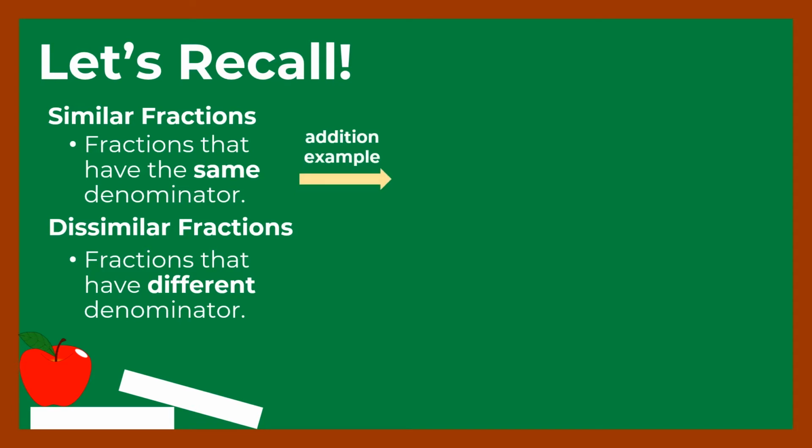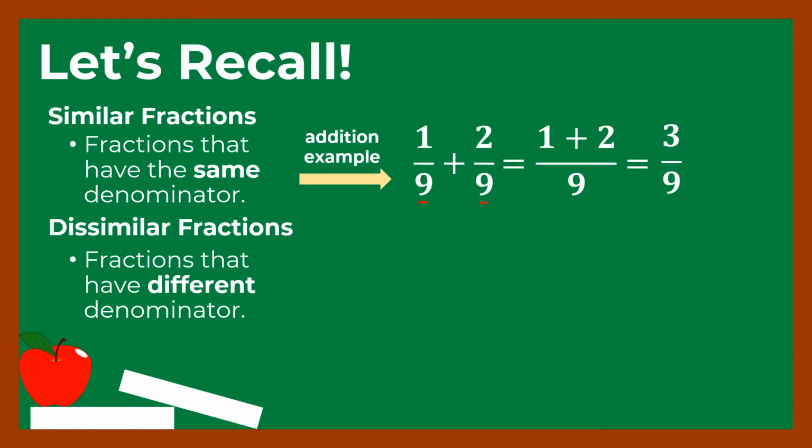I have an example here in similar fractions. So we have addition example, which is 1 over 9 plus 2 over 9. So yung 1 over 9 and 2 over 9 are similar fractions kasi same sila ng denominator. Ang gagawin lang natin is we will copy the denominator and then we will add the numerator. So magiging 1 plus 2 over 9 and then magiging 3 over 9 and can be simplified to 1/3. Then if subtraction naman, same method lang, copy the denominator, pero since subtraction siya, we will subtract the numerator. So ganun lang kadali if similar fractions.